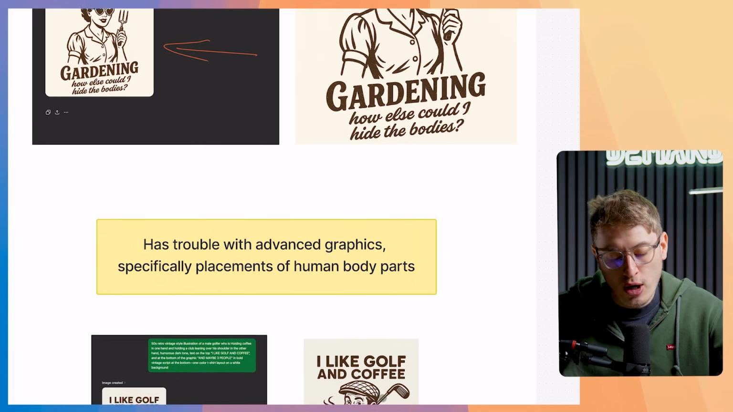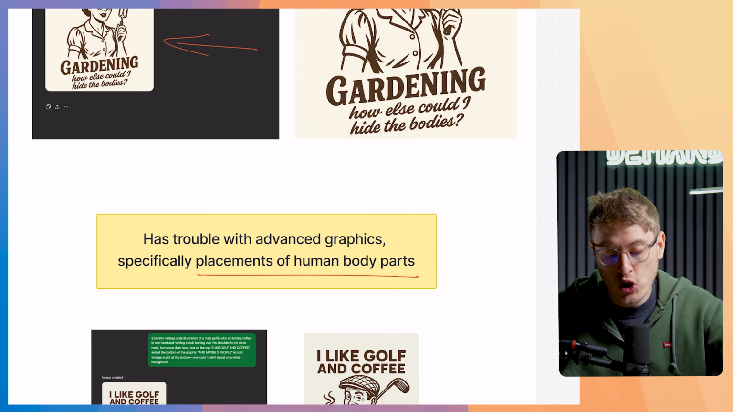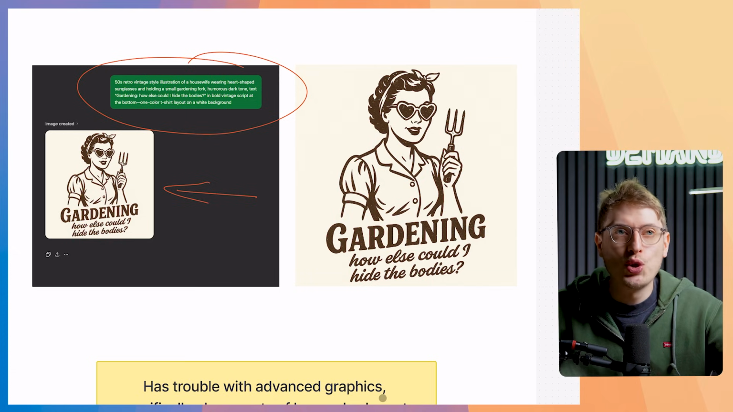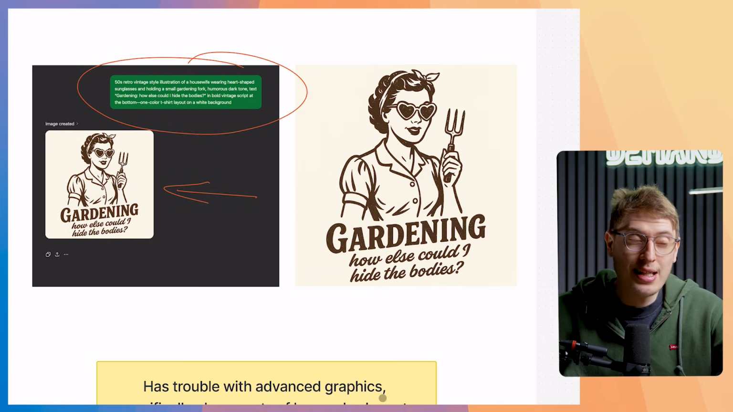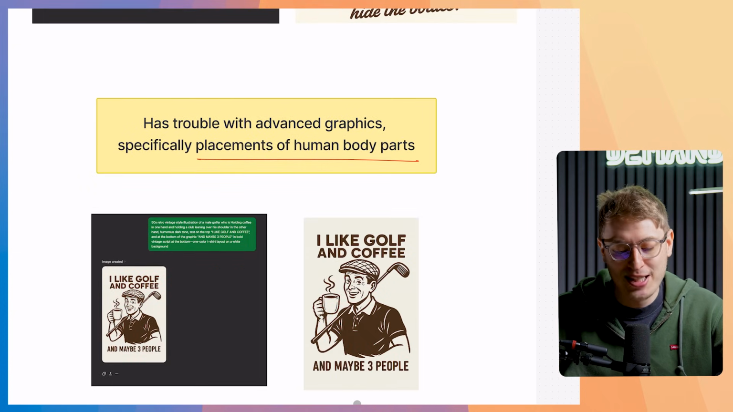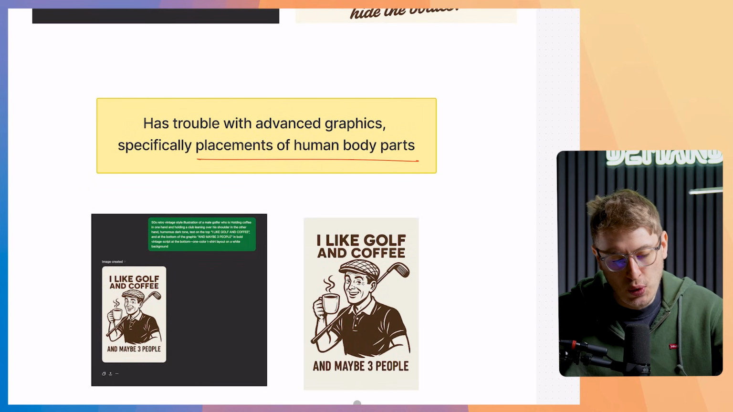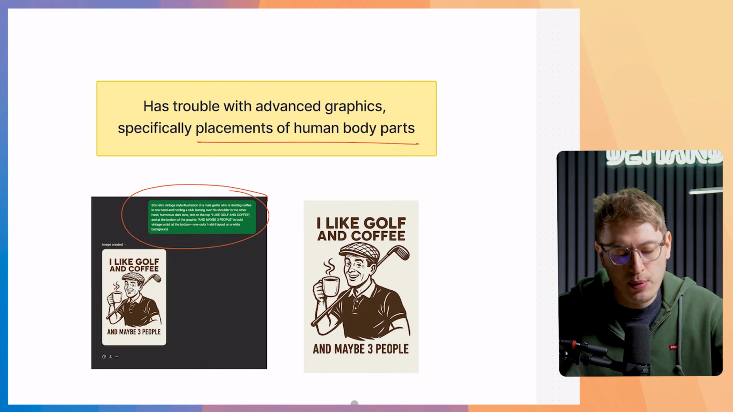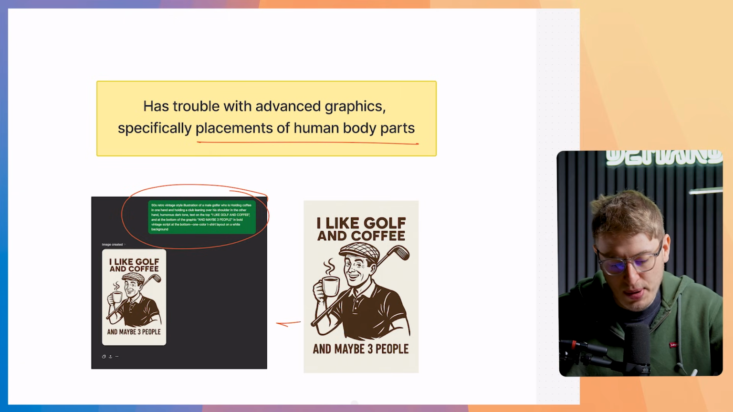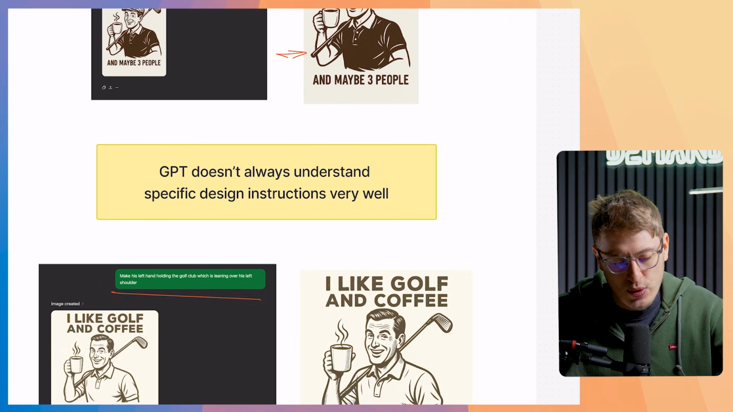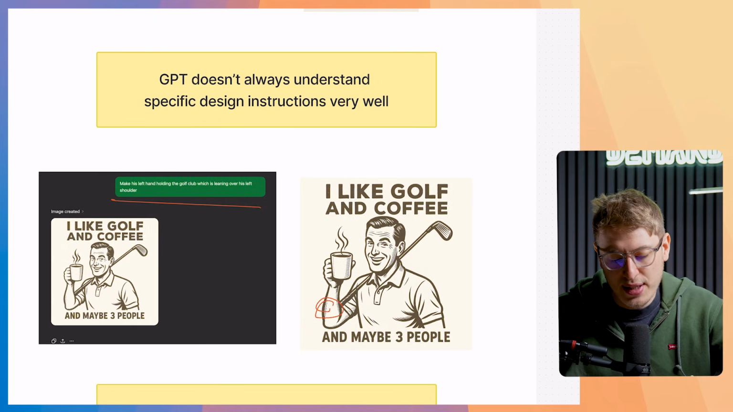So sometimes it has trouble with advanced graphics, specifically placement of human body parts. So this one, I guess it's okay, but when you're not using a reference image, ChatGPT can be a little bit experimental with where it places body parts. Now this one was really cool. So again, we use that same 50s retro style that we use here, except this time we used it for the golf. And it's done a fantastic job. The one thing it's done wrong is it's put the golf club over there, for some reason. And even when we try to fix it, which we did over here, it's done the same thing. It's kept it over there.